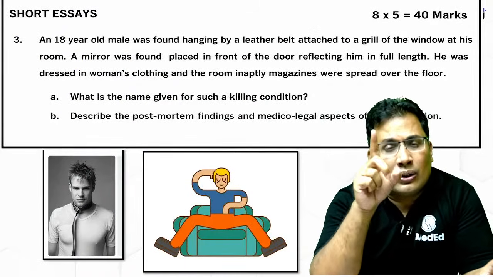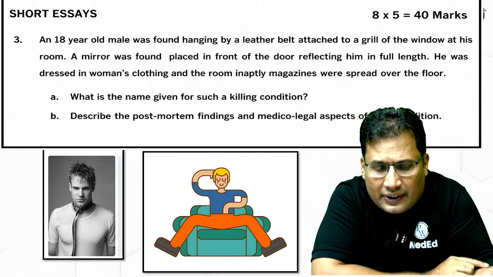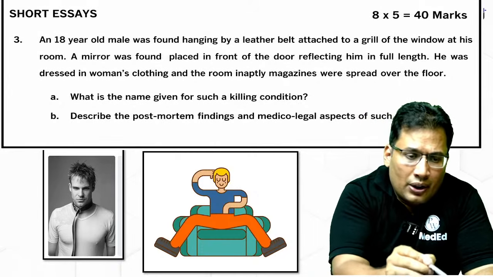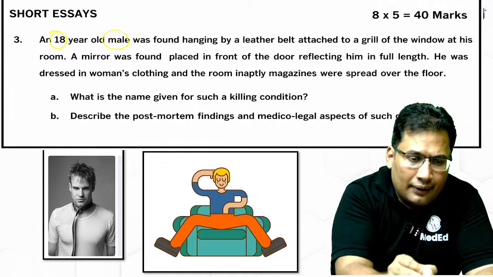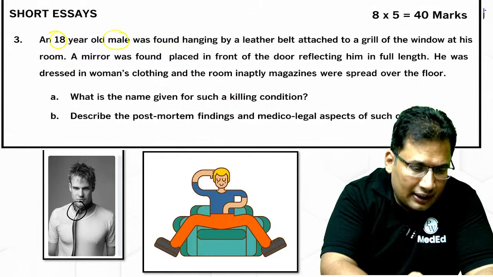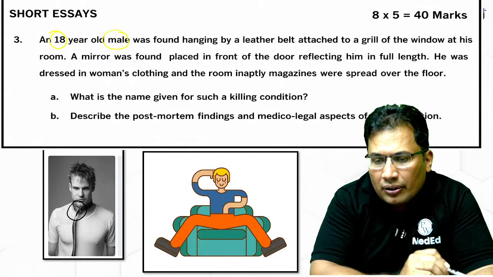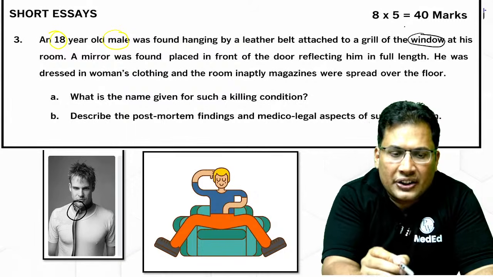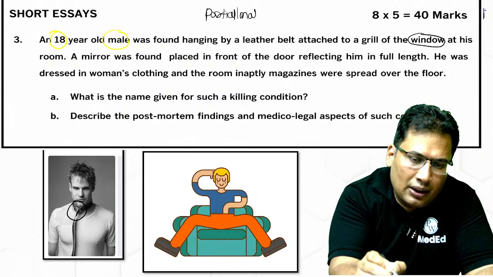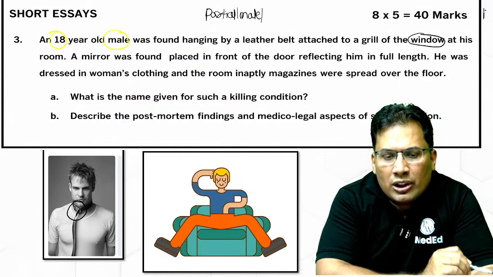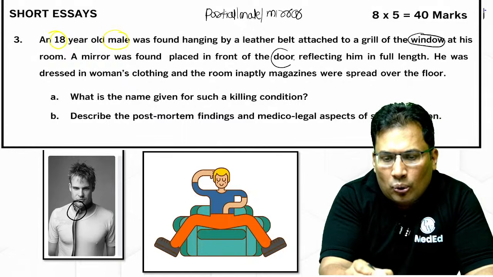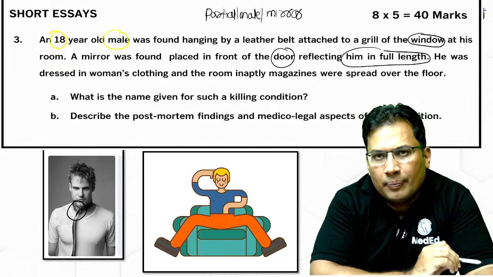Now this is a question asked in one of the university exams. Look at this question and try to answer. An 18-year-old male was found hanging by a leather belt. Very interesting question. You can see the leather belt here, attached to a grill of the window. So it's a partial hanging. A mirror was found in front of the door, reflecting him in full length.